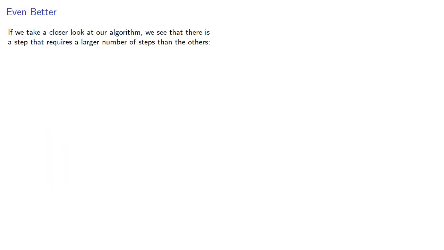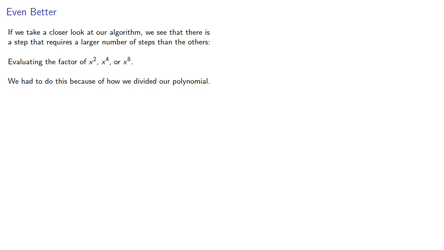If we take a closer look at our algorithm, we see that there is a step that requires a larger number of steps than the other, which is to say, evaluating that factor of x squared, x to the fourth, or x to the eighth. We had to do this because of how we divided the polynomial. Could we divide it differently?